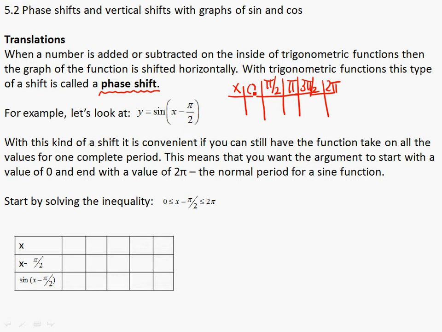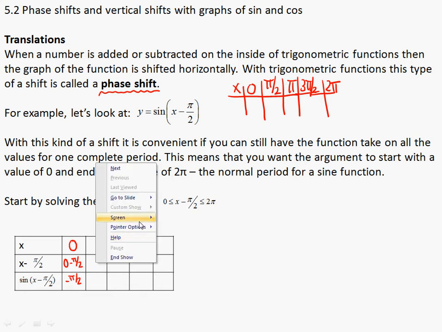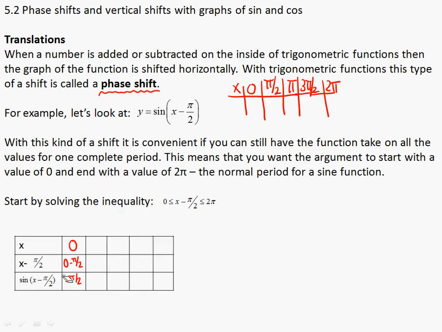Well, what happens if I do this on x minus pi over 2? If I plug in 0, what would be 0 minus pi over 2? Negative pi over 2. And I have no idea what the sine of negative pi over 2 is worth. I know what it's worth at 0, pi over 2, pi, 3 pi over 2, and 2 pi. So I don't want to do this in the table. I want to set this table up so I don't have to do additional math in here.